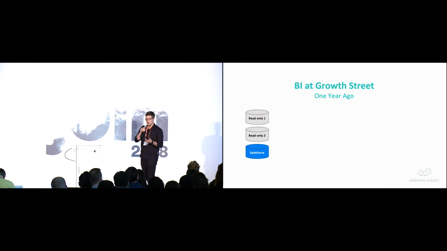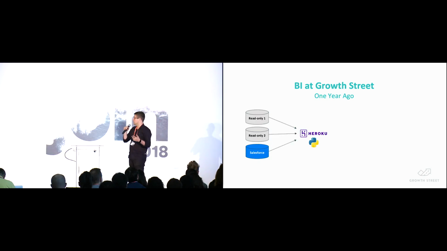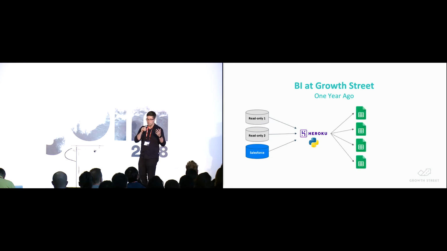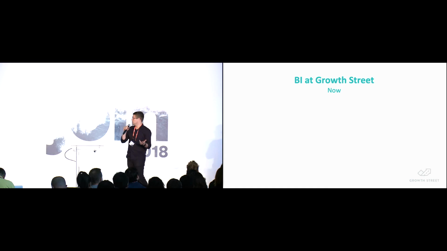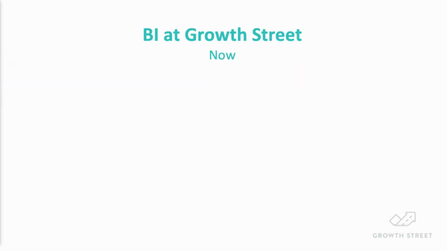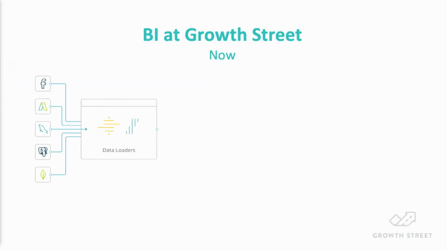When I joined Growth Street last May, scheduled Python scripts pulled data out of various data sources and dumped it into Google Sheets. The data was pre-aggregated and really only served a few use cases across the business. It also wasn't going to be scalable and didn't give us access to the data that we needed. So we moved to a more traditional BI setup. Third-party ETL tools, Redshift, dbt for our data modeling, and Looker as our BI tool.